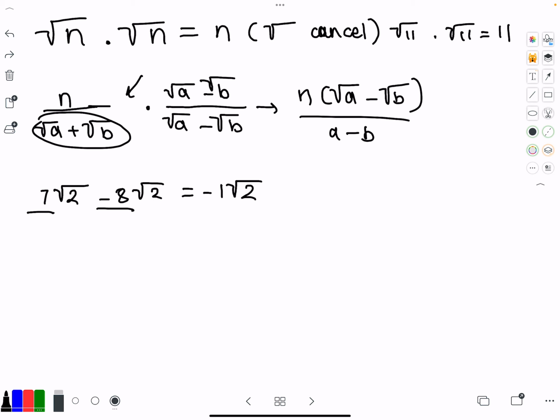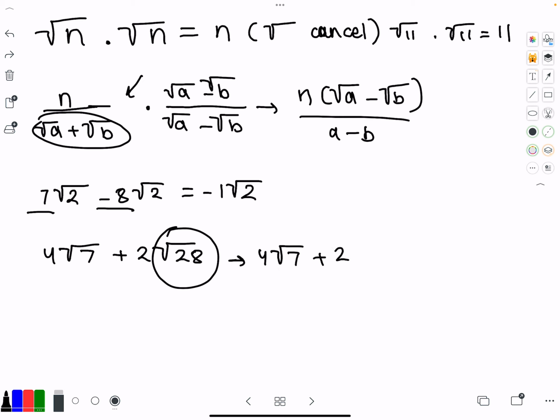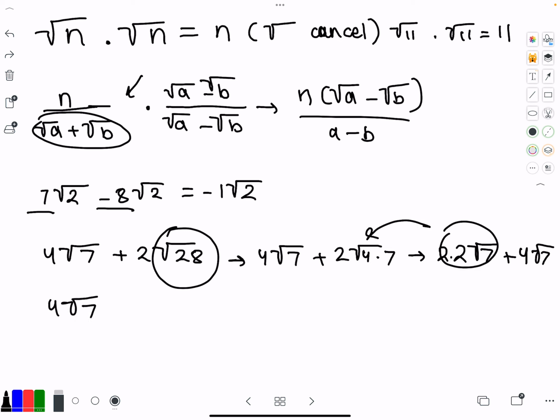Now we've gotten into the slightly harder part: factoring. The whole book is factoring. Okay, it's 4 square root of 7 plus 2 square root of 28. There's a way to make this have a 7, so you can just do both of these. It becomes 4 square root of 7 plus 2 times 2 square root of 7, which is 4 square root of 7 plus 4 square root of 7. It's just going to become 8 square root of 7.